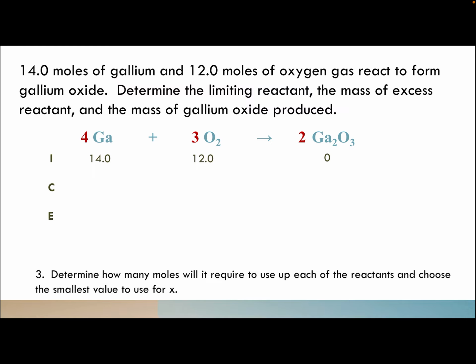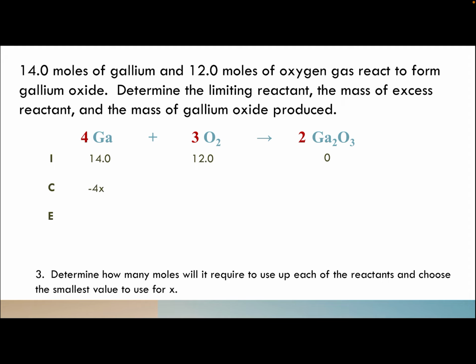All right, next bit. Number 3, determine how many moles it will require to use up each of the reactants and choose the smallest value to use for x. Okay, so we're going to assume that each one is going to be the limiting reactant. And normally we would do this kind of via stoichiometry, right? You would do a mole ratio and figure out maybe how many moles of gallium oxide you could make, and then whichever one was the smallest, right? That whole process. We're going to do it a different way, okay? So just kind of put that out of your mind.